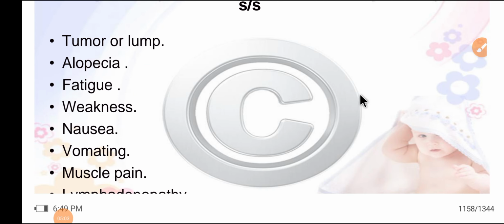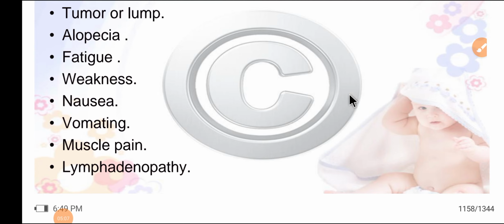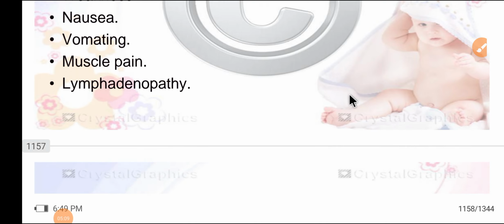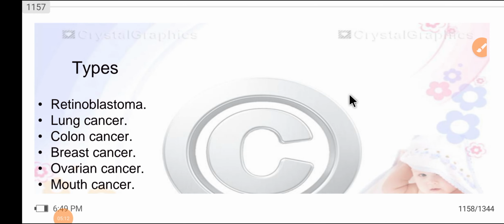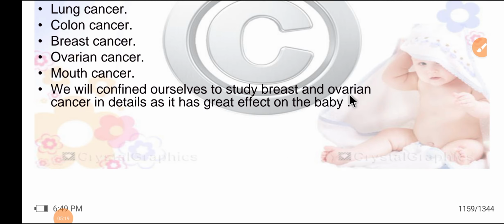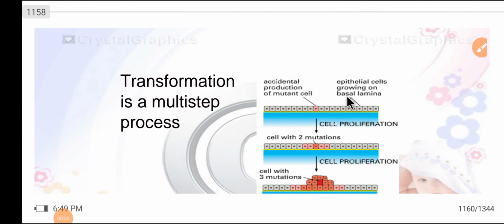Alopecia, fatigue, weakness, nausea, vomiting, muscle pain, lymphadenopathy. Types: retinoblastoma, lung cancer, colon cancer, breast cancer, ovarian cancer, mouth cancer. We will confine ourselves to study breast and ovarian cancer in detail, as it has great effect on the baby. Transformation is a multi-step process.